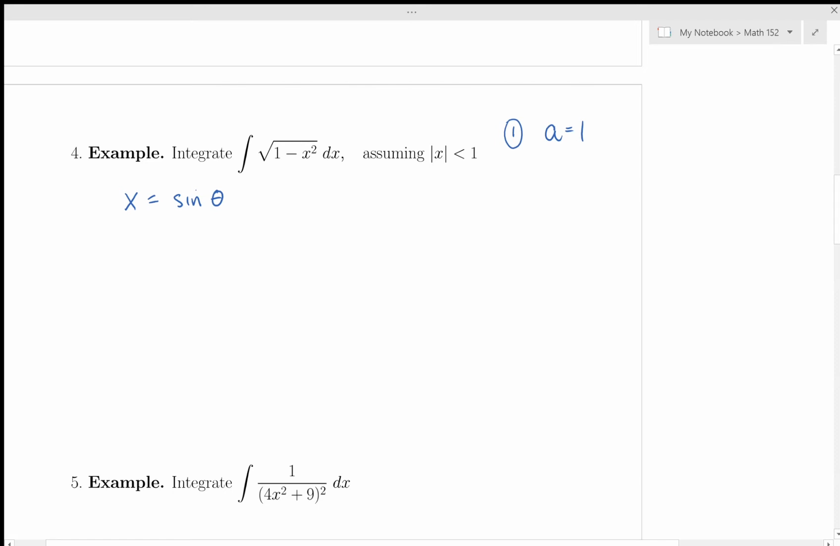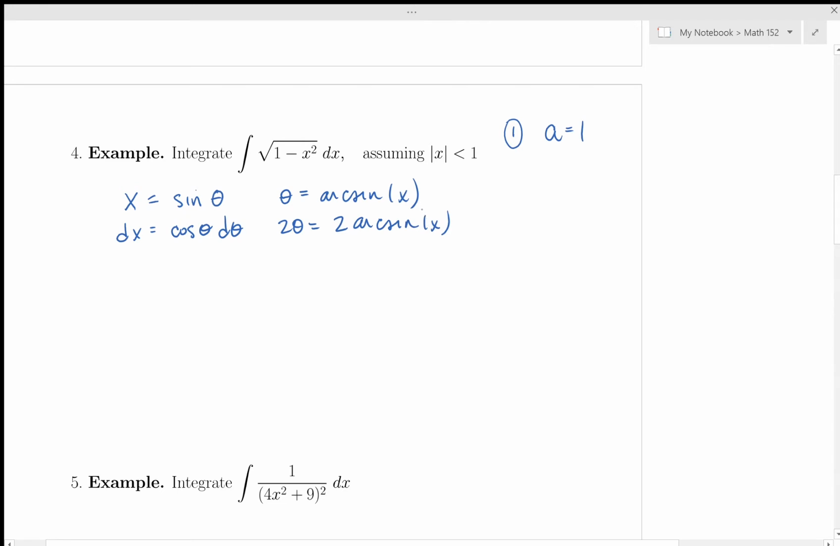Okay, so my substitution is going to be x equals sine theta. That means that dx equals cosine theta d theta. And in fact, it means that theta equals the arc sine of x. And 2 theta, why am I doing this? You'll see in a sec, will be 2 arc sine of x.